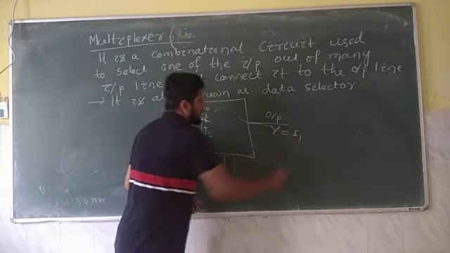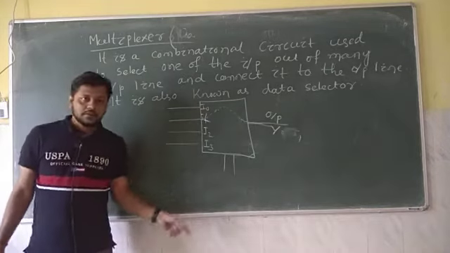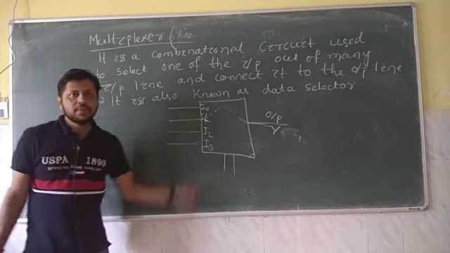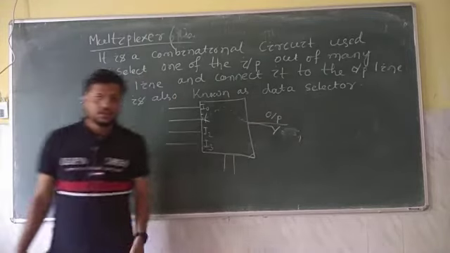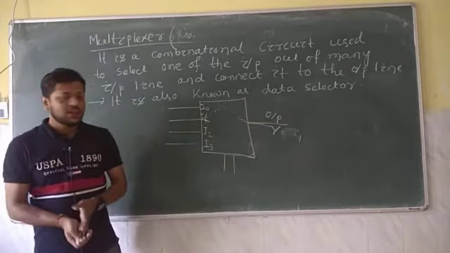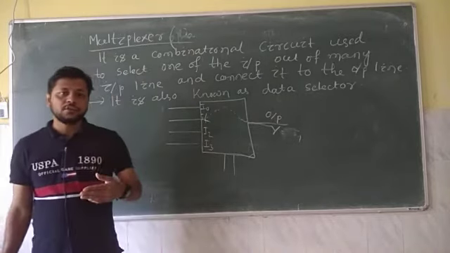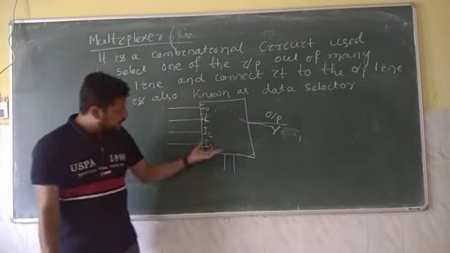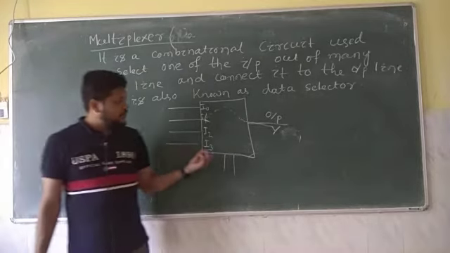When the switch is connected to I2, then output Y is equal to I2. So basically the switch is rotating and is connected to one of the inputs out of many inputs. That's why the multiplexer is also known as a data selector. A multiplexer has various applications. As I have already told you, it is also known as a universal circuit. Why is this a universal circuit? Because any logic gate can be implemented by this multiplexer.